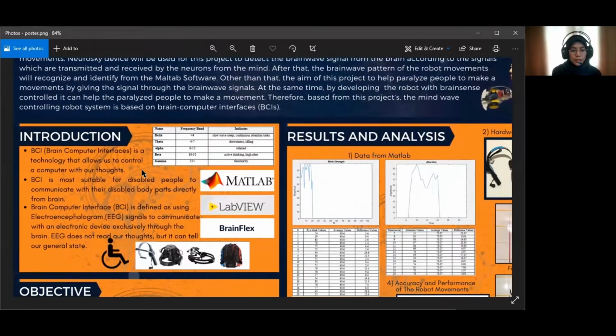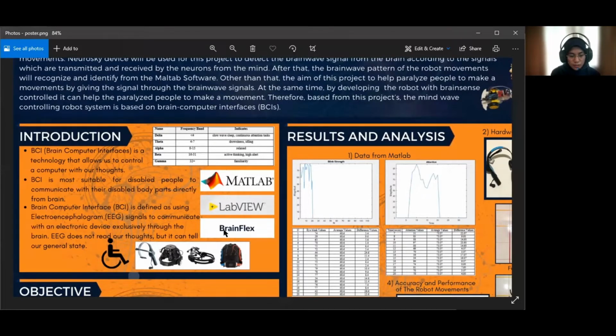BCI is also more suitable for disabled people, to help them communicate with their disabled body parts directly from the brain. BCI is also defined as using electroencephalogram, EEG, signals to communicate with an electronic device exclusively through the brain. And EEG does not read our thoughts, but it can tell our general state.